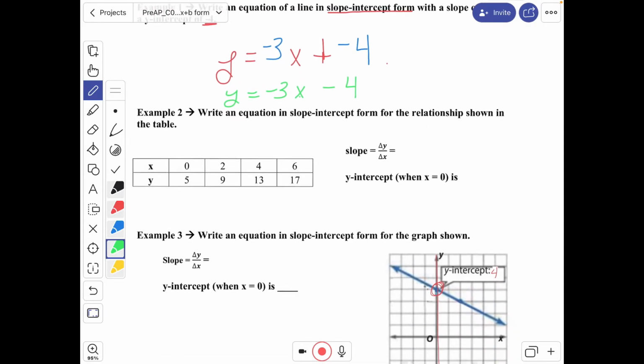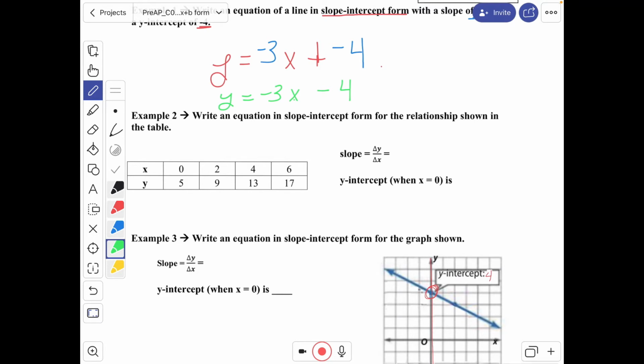Now let's look at how to write it in slope-intercept form starting from a table. First we'll need to find the slope. If you'll remember, finding the slope is the change of y over the change of x. So we just need to pick a couple of intervals. The y's I picked were 13 minus 9. The x that went with 13 is 4, and the x that went with 9 is 2. 13 minus 9 is 4, and 4 minus 2 is 2. And 4 divided by 2 is 2. So the slope is going to be 2.